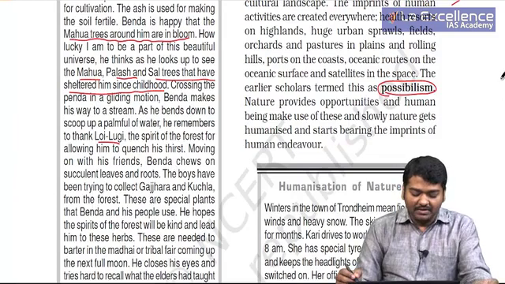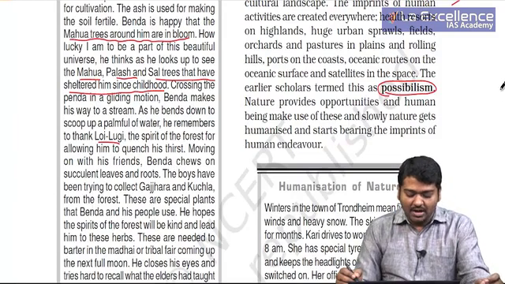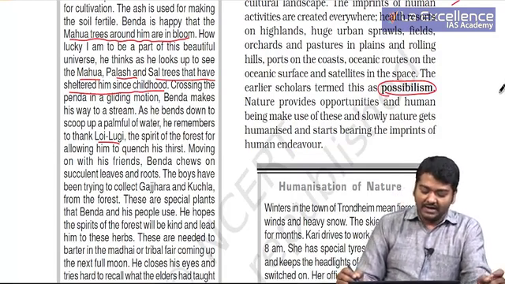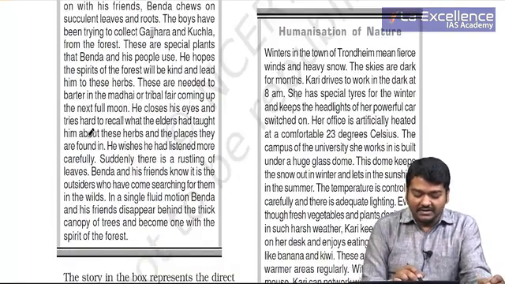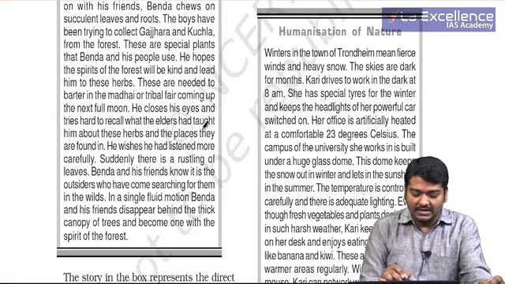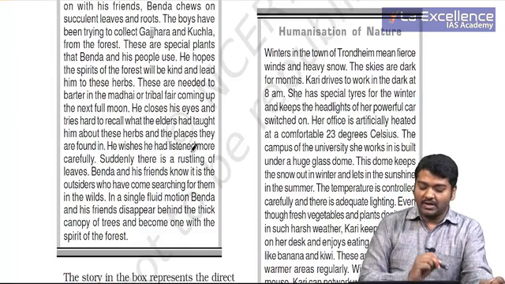The boys have been trying to collect gajara and kuchula. These are special plants that Benda and his people use. He hopes the spirits of the forest will be kind and lead him to these herbs. He closes his eyes and tries hard to recall what the elders had taught him about these herbs and places they are found in. He wishes he had listened more carefully.